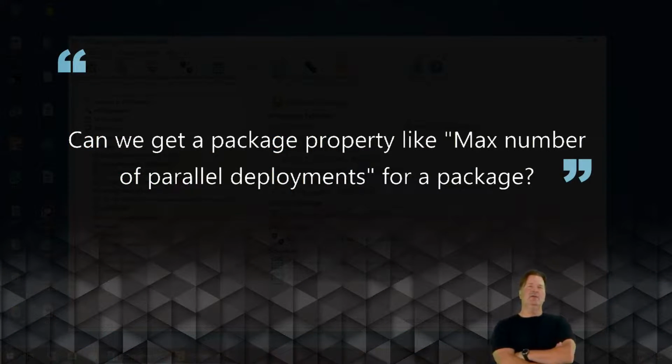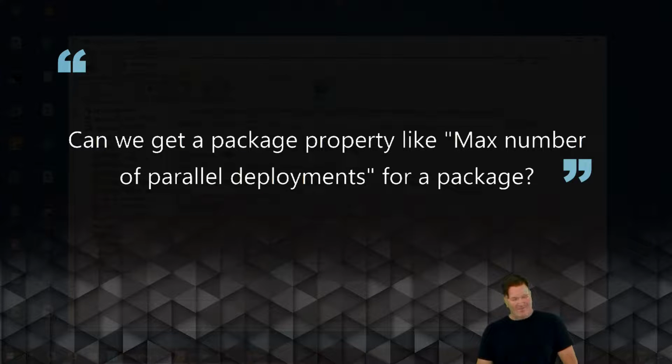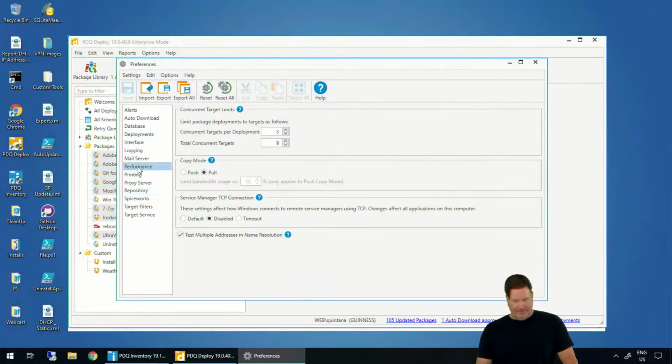And our final question of the day, can we get a package property like max number of parallel deployments for a package? Max number of parallel deployments for a package? They're referring to the concurrent targets property. Now you want to do that on a package level, so I can do this and change that to, I don't think you can do that at a package level. Nope. Obviously here's where you would set that. It's a feature request we have on our list of feature requests. I have no idea when or if it may ever happen. It's one that I personally want. Be kind of cool.